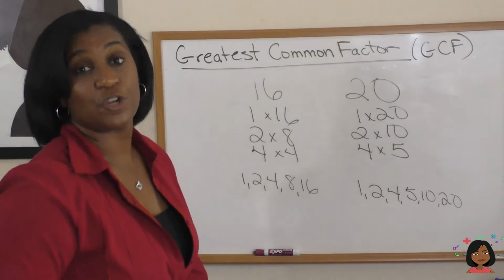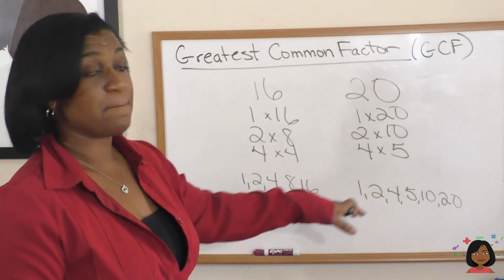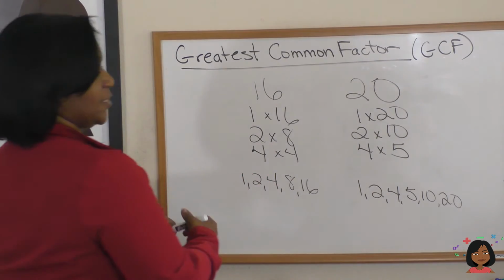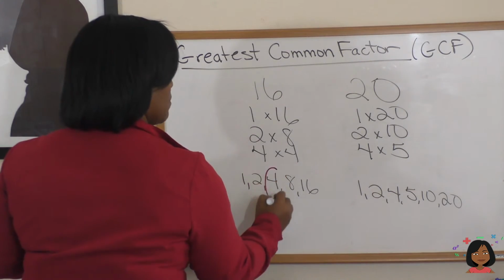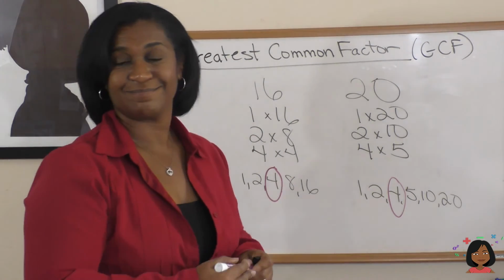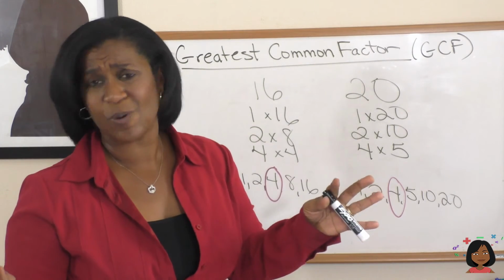Now remember, greatest common factor is the biggest number that both of these have in common as factors. So we can see that the biggest number they both have in common is the number 4. There you go. It's why I love greatest common factor. It's easy once you get the hang of it.